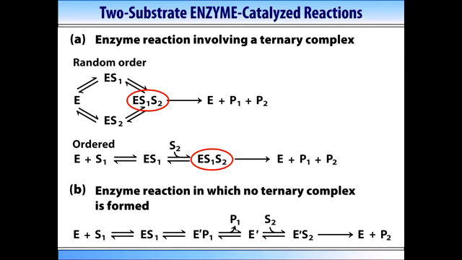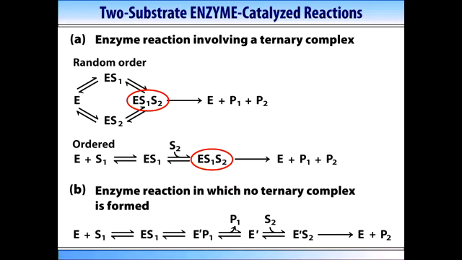So there are examples like this, for example, an enzyme reaction in which no ternary complex is formed is when a group is first transferred onto the molecule of the enzyme, and then from the enzyme it's transferred to the molecule of the substrate.